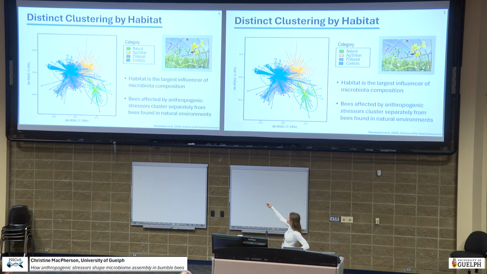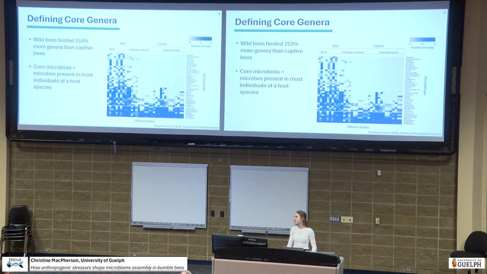And you can see that natural environments, shown there in green, cluster differently from bees from agricultural and urban environments, as well as bees that are indoor controls or that are deliberately exposed to pollutants. We also found that wild bees hosted 253% more genera compared to their captive counterparts.